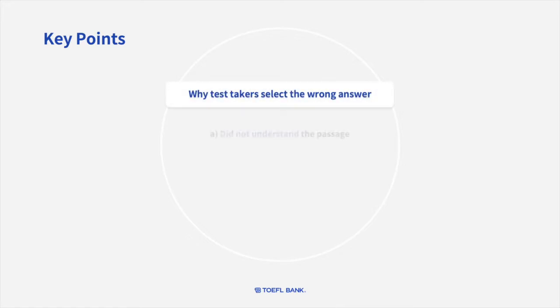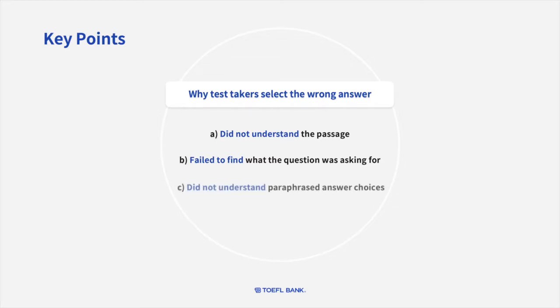There are 3 main reasons why test takers tend to select the wrong answer to these types of questions. The first reason is because they did not understand the passage. Second is because they failed to find the answer to what the question was asking for. And third is because they did not understand paraphrased answer choices in the question. If only these 3 can be solved, there will be no issue in selecting the correct answer to fact questions.